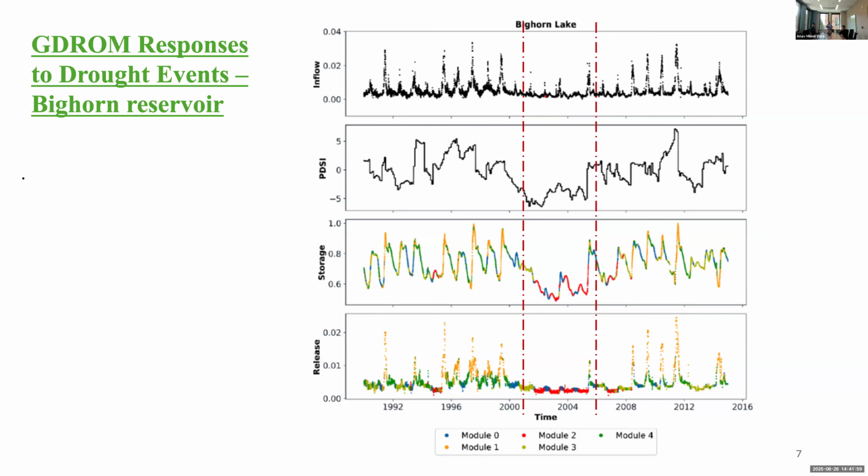And you can see that one particular module, module 2, in red, has been used consistently in this drought state. And that basically shows how the reservoir operators respond to this drought issue by a particular module.